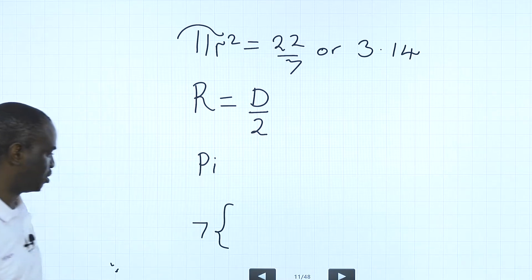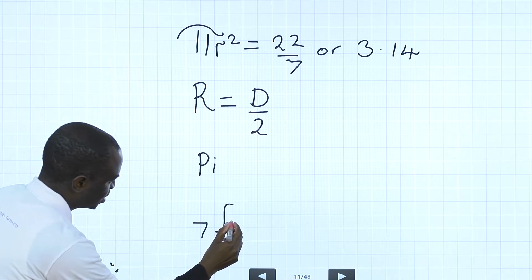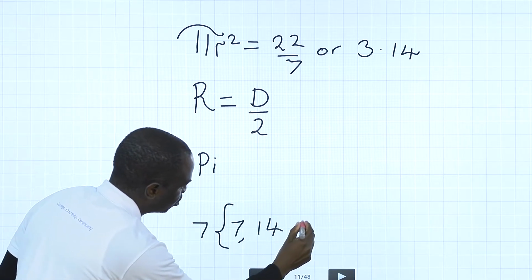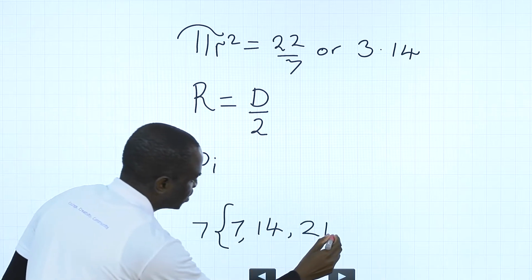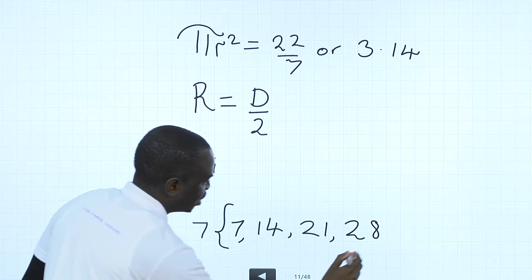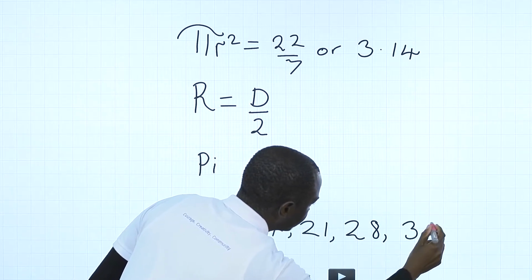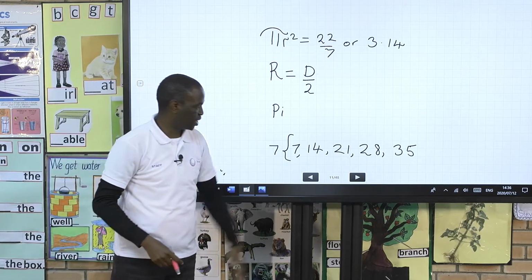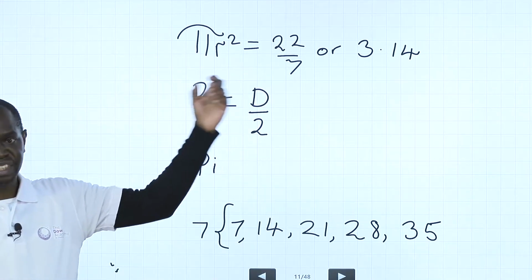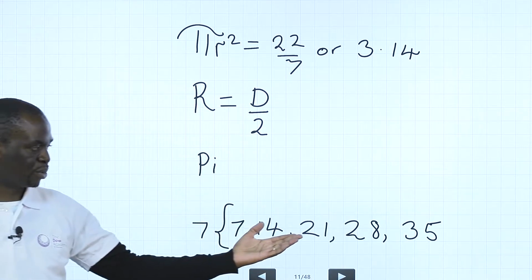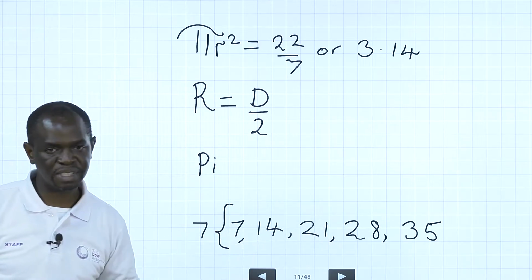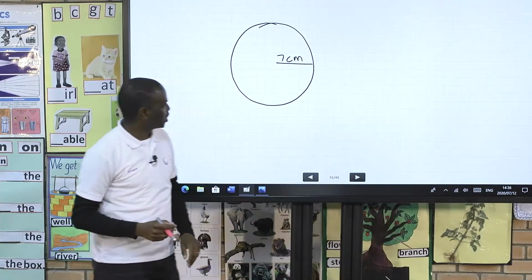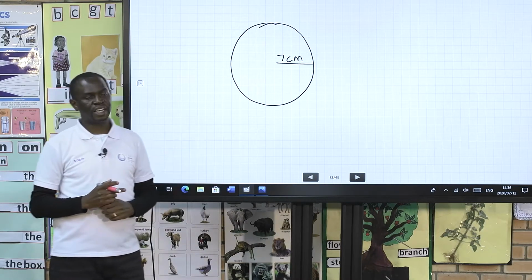If this is my 7 and we have multiples, it means 7 is our first multiple, which will be followed by 14, which will be followed by 21. I'm putting a comma so that I just separate these, followed by 28, and then to be followed by 35. And we can add on and add on. The multiples will come in succession, as many as you can. So when we have a question, and the moment you check your question, if the radius is any of the numbers that I've written down, it means you're going to take 22 over 7 as the formula that you're going to use. So let's see if we can do the first one as our example.